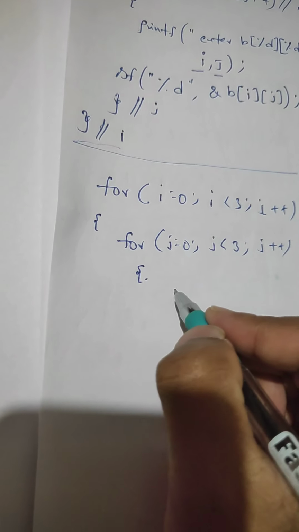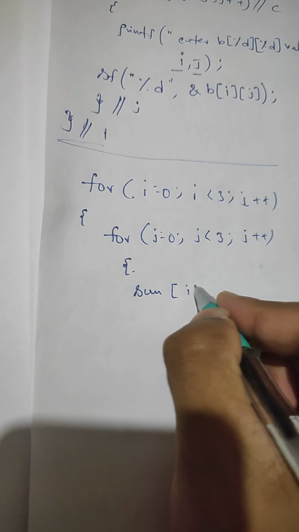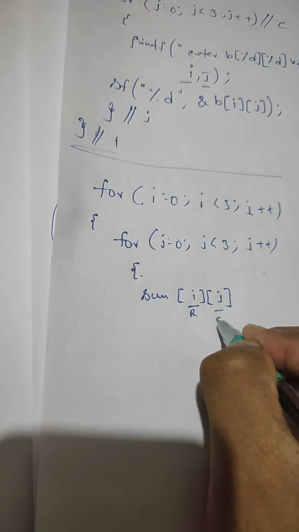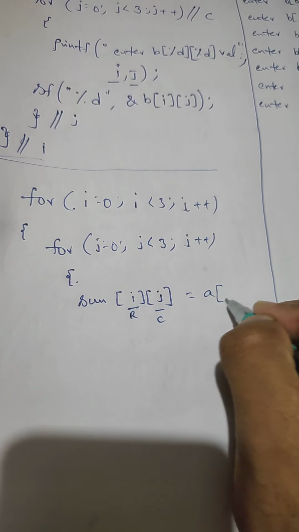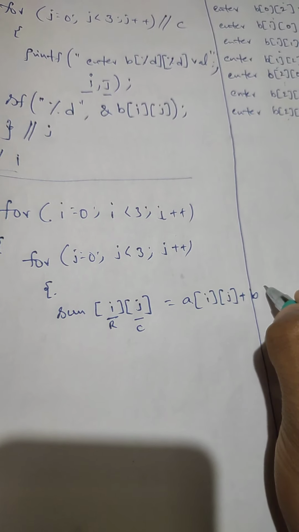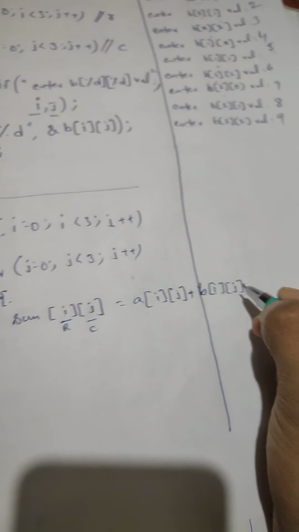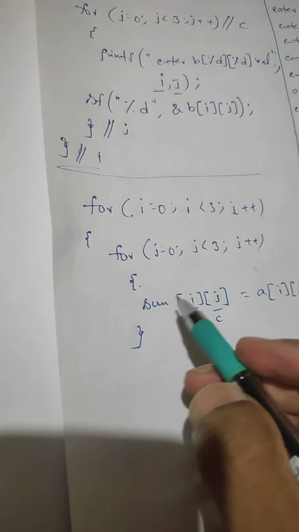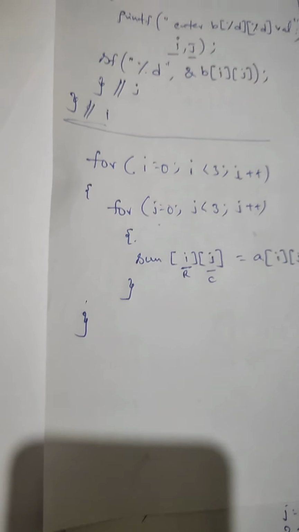And after that, sum of ij, where i is for row and j is for column, is equals to a of ij plus b of ij. Close the j for loop and close the i for loop.